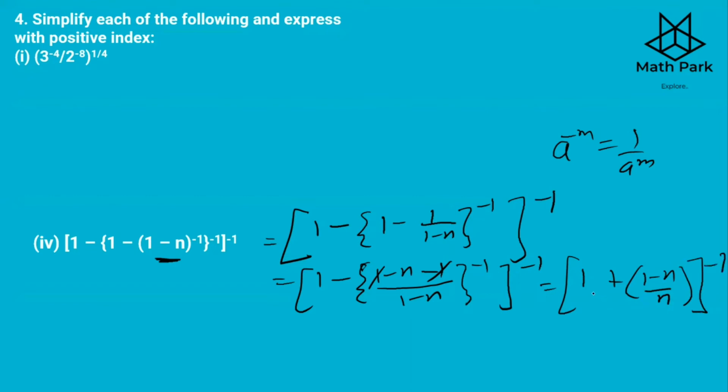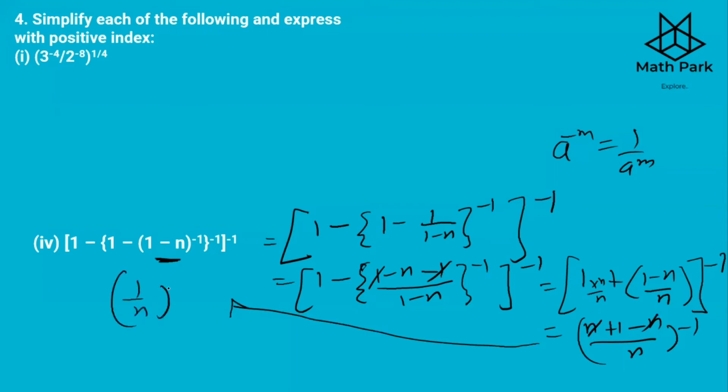Now let us simplify. Here the LCM we have to take as n. So this becomes n plus 1 minus n upon n. What we have done, we are multiplying by n over here. So n plus 1 minus n upon n raised to minus 1. So n minus n got cancelled. So I have got 1 upon n raised to minus 1, which is equal to n raised to 1 or n. This is our final answer. Got it?